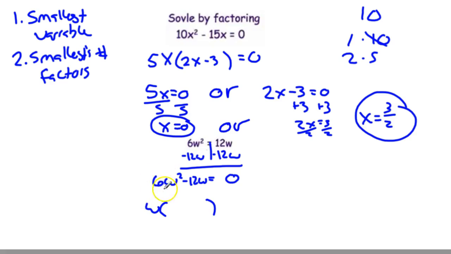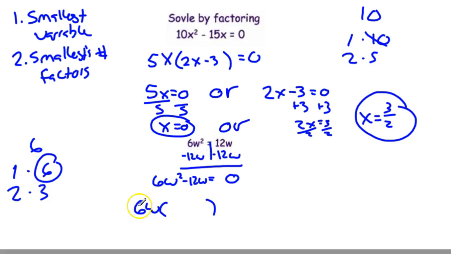And then we look at the smallest numbers' factors, so that is 6. The factors of 6, we have 1 times 6, 2 times 3. So can 6 be divided, or can 12 be divided by 6? Yes, it can. So we use that. So we have 6w.